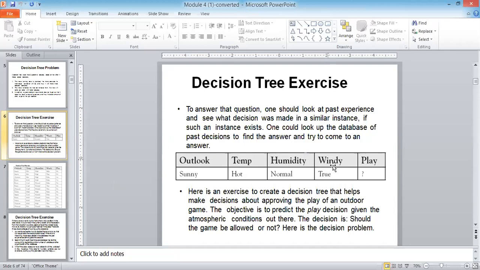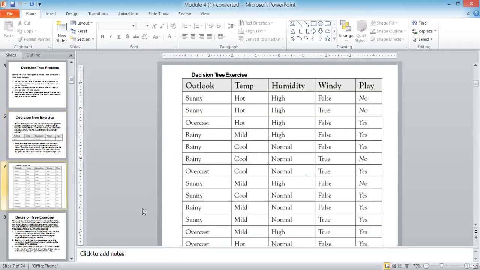Now we need to make a decision based on the past data results, that is, the results of the weather station, which has already given whether we need to play or not. So this is how the outlook is. If it is sunny, the temperature is hot, the humidity is high, and the wind is false, you cannot play.